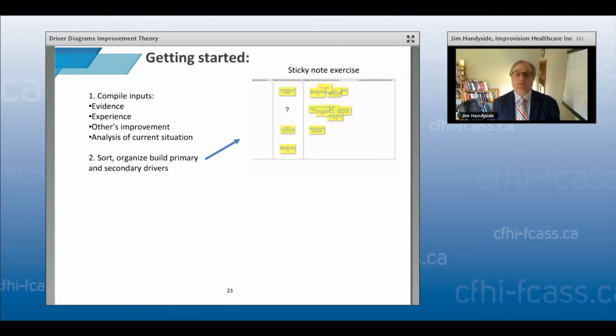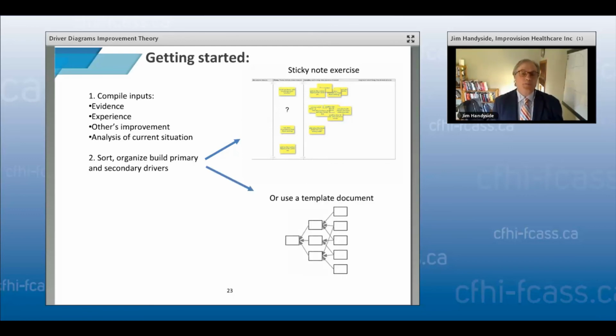One way is just to start with some sticky notes and use a sticky note exercise to say, well, this is the primary and these two items here fit under the secondary. In some manner, start to organize them. Or you might want to use a template document to start plugging things directly in. A couple of different ways to get started.